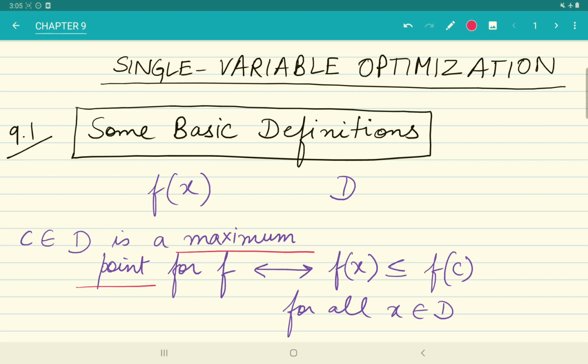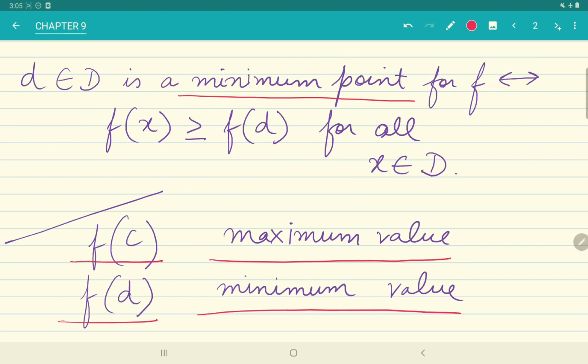And similarly, if f of x is greater than f of d, so that means the value of f at d is strictly less than at any other point in the domain, then we write f of x greater than f of d for all x belonging to the domain. In that sense, we call d not just the minimum point for f, we call it a strict minimum point.